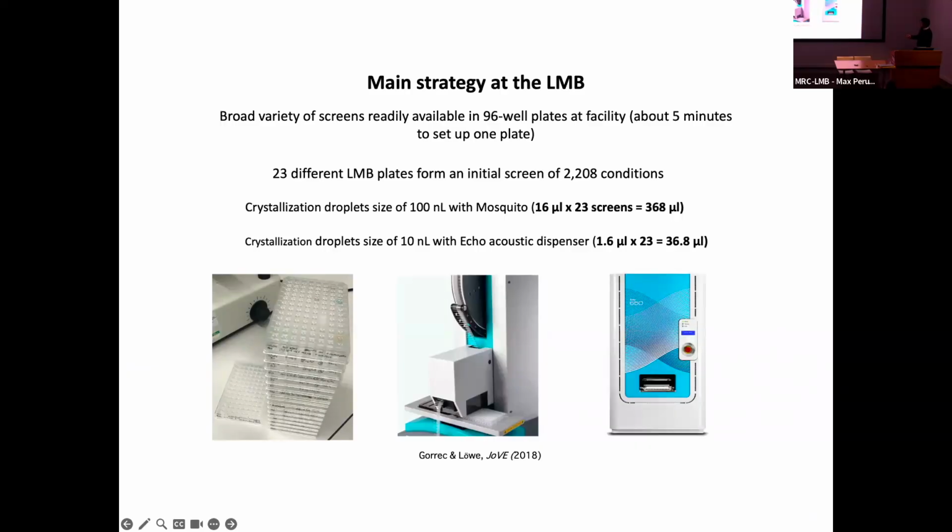Or you can even use this dispenser, the Dragonfly or Mosquito dispenser, to do nano drops in case you're very limited in the sample amount. But it's quite fast. It takes about, I think I said somewhere, yes, about 5 minutes per plate. So if you need to set up all 23 plates, you've got 2 of these robots working at the same time. It takes you probably an hour.